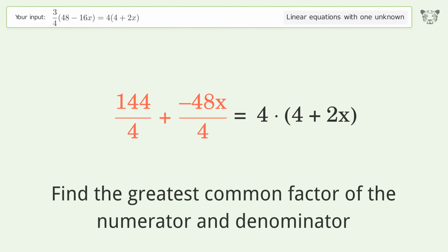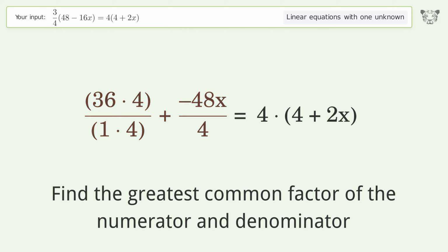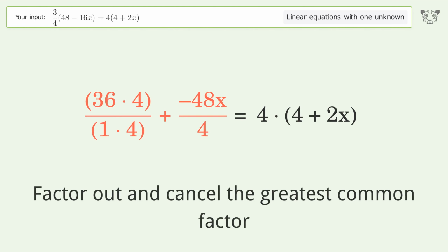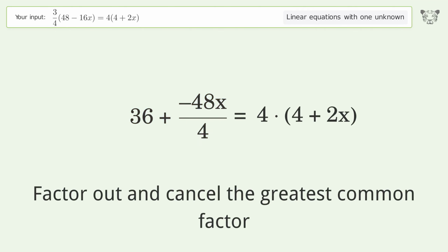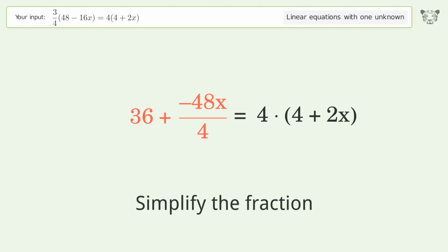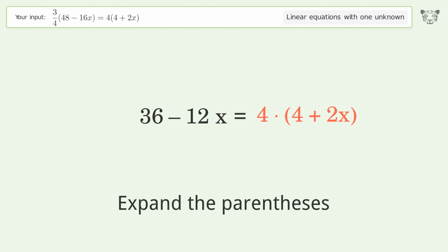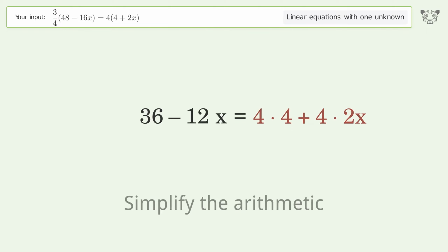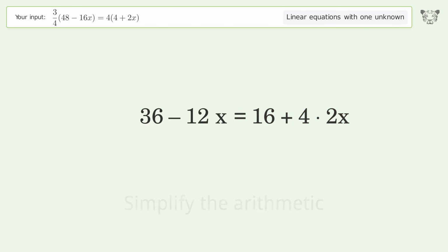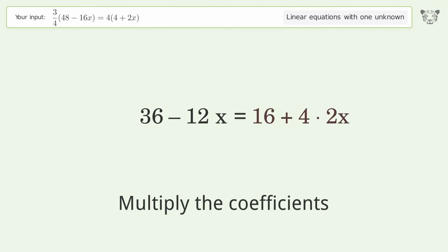Find the greatest common factor of the numerator and denominator. Factor out and cancel the greatest common factor. Simplify the fraction. Expand the parentheses. Simplify the arithmetic. Multiply the coefficients.